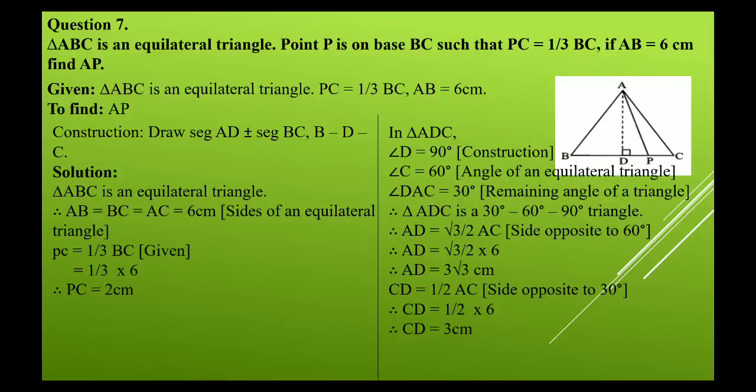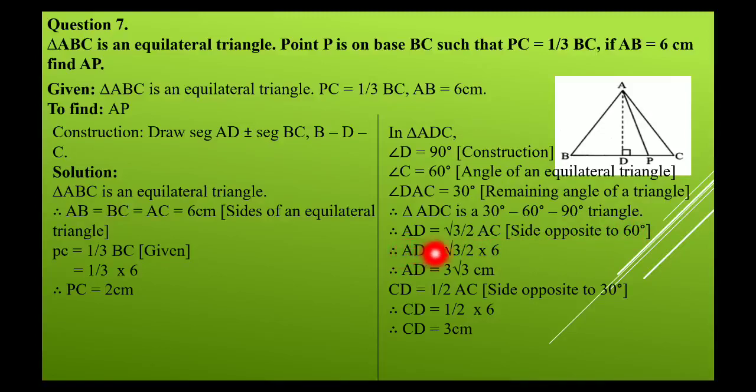In triangle ADC, angle D is 90 degree from construction. Angle C is 60 degree, angle of an equilateral triangle. Angle DAC, that is this angle, is 30 degree, remaining angle of a triangle. Therefore, triangle ADC is a 30, 60, 90 triangle.